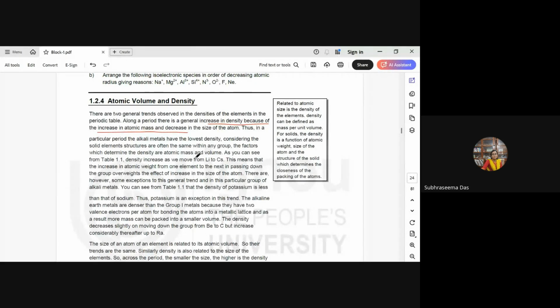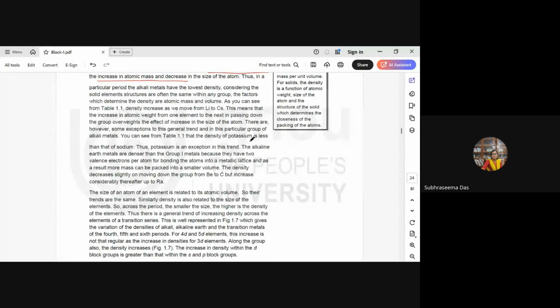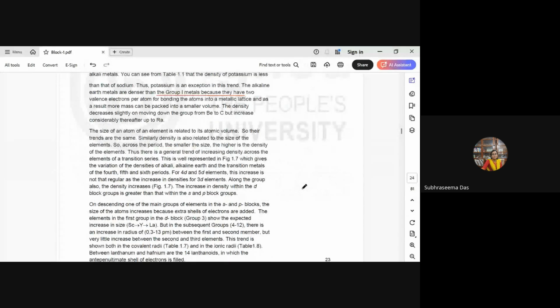So here, when we look at Table 1.1, we find that the density of potassium is less than that of sodium. Thus potassium becomes an exception to this trend. The alkaline earth metals are denser than the group 1 metals because they have two valence electrons per atom for bonding the electrons into a metallic lattice. The density decreases slightly on moving down the group from beryllium to calcium, but increases considerably thereafter up to radium.